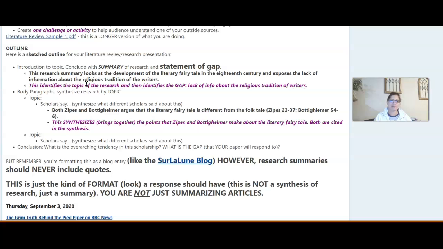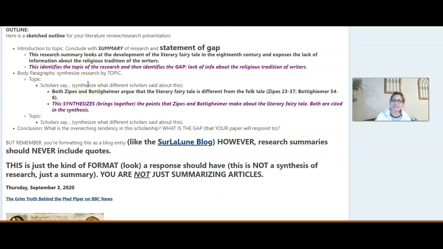This is kind of a 20-page paper, not the sort of thing that you would be exploring in your papers, but something that I've been thinking about. Your body paragraphs are going to begin with a topic sentence and then synthesize what scholars are saying. What does a synthesis even mean? It means bringing different ideas together.